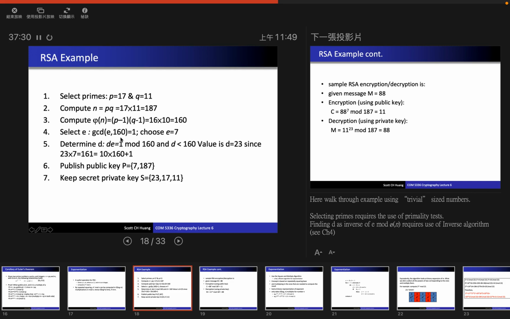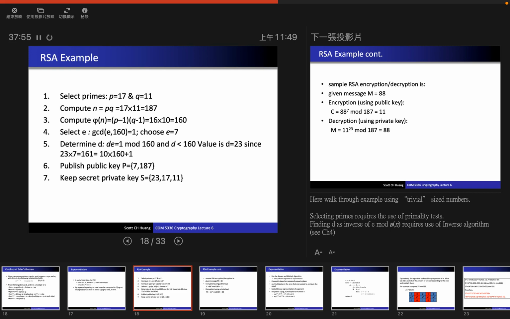So this can be done using the extended Euclidean algorithm, right? You guys know how to do that, right? We already showed you how to do the extended Euclidean algorithm, both by hand calculation and by writing a program. How to write a program to do that, right?